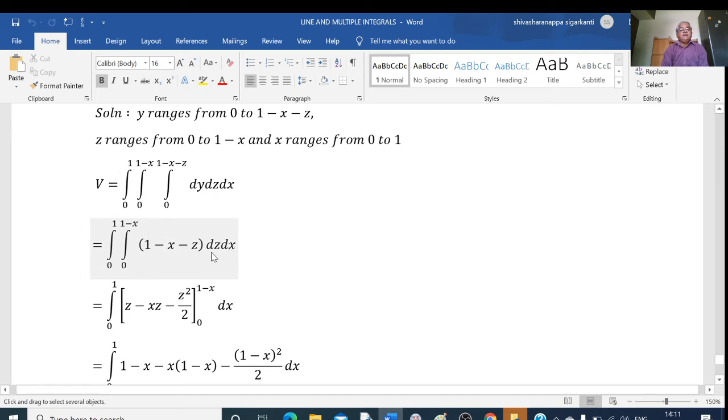Next, I have to integrate with respect to z. The integration of 1 is z, minus x, the integration of x is x into z, minus the integration of z is z square by 2, between 0 and 1 minus x, into dx. Substituting the limits here, upper limit z equal to 1 minus x: we get 1 minus x minus x into (1 minus x) minus (1 minus x) whole square by 2, into dx.